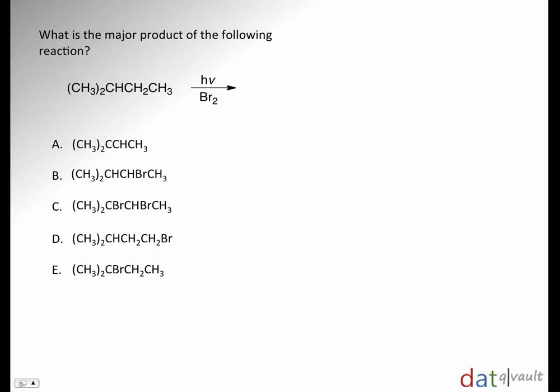All right, so let's do a DAT style question on radical reactions with halogens and alkanes. So here the question is, what is the major product for the following reaction? So why don't you go ahead and pause the video for a second, try to figure this out, and then we'll solve it together.